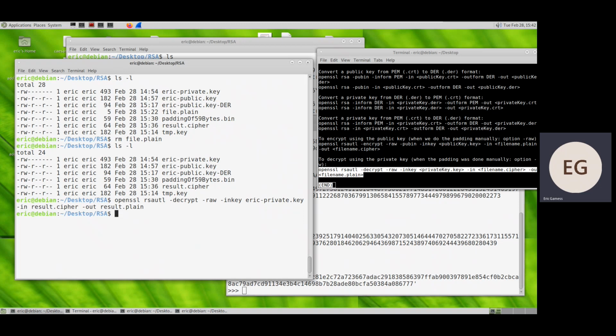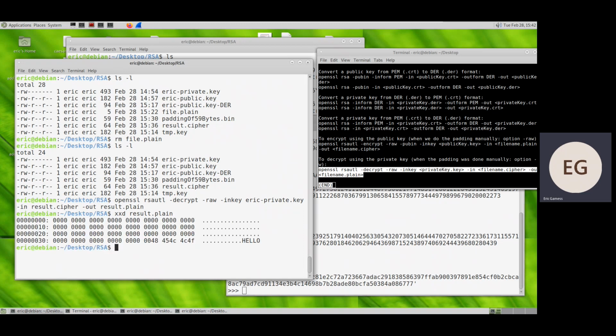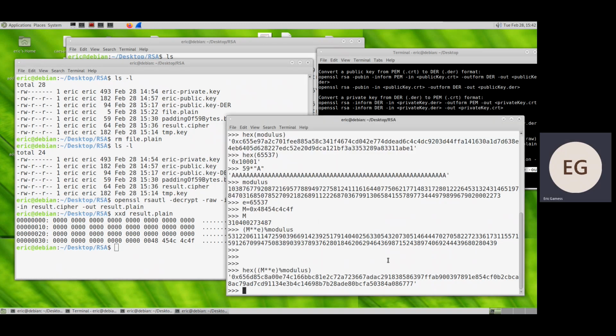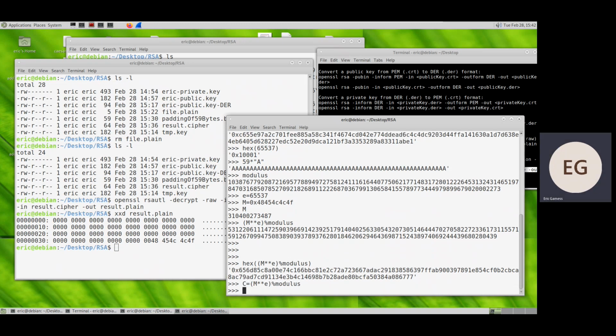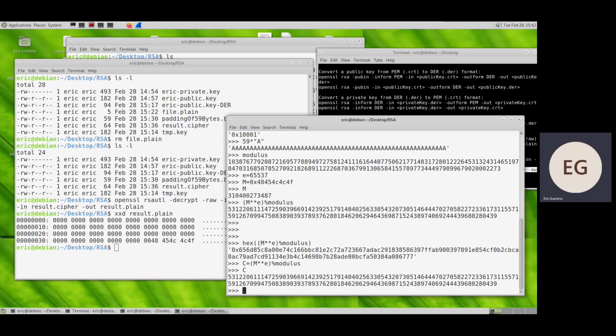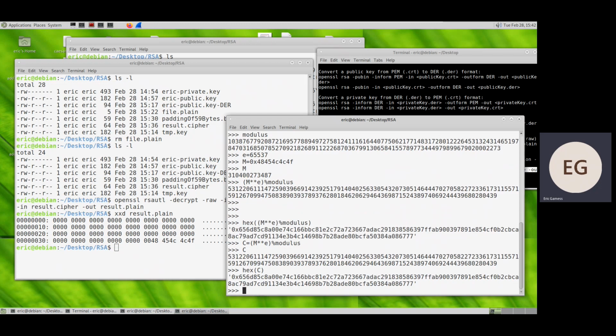So I'm decrypting. Now let's see the content of the file result.plain. It should be back to the 00s with hello at the end. Look at it. Now let's do it with Python. This is the ciphertext in decimal, and this is the ciphertext in hexadecimal.